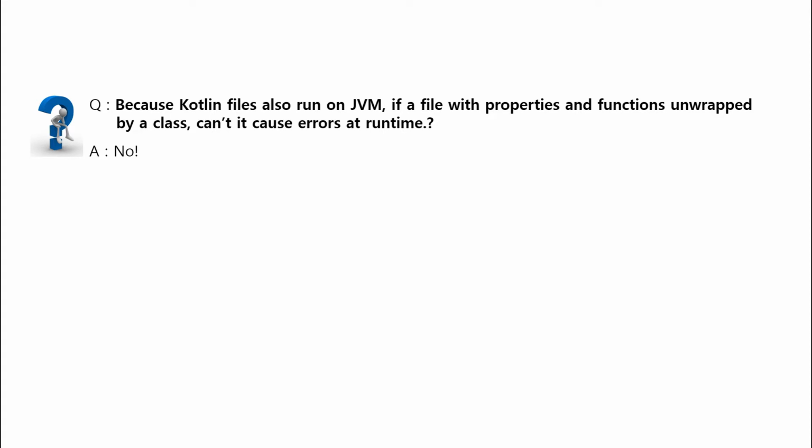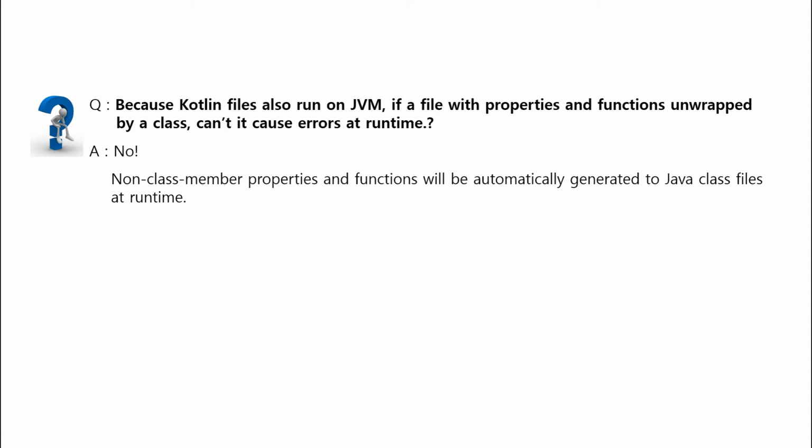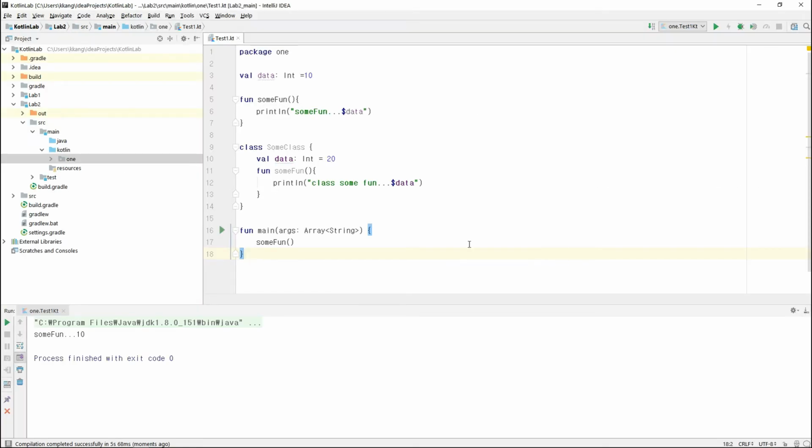Of course, you're right. We need all top-level properties and functions to be inside a class in order to run it on the JVM. However, it's not your job to do that. It's Kotlin's job. When Kotlin finds top-level properties or functions, Kotlin generates another class file containing the top-level members. Let's test it out. Let's see this file.